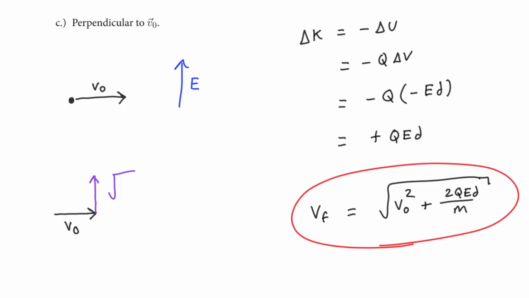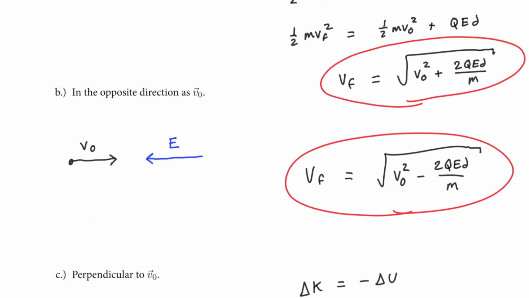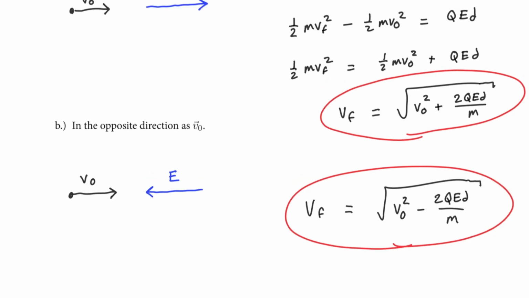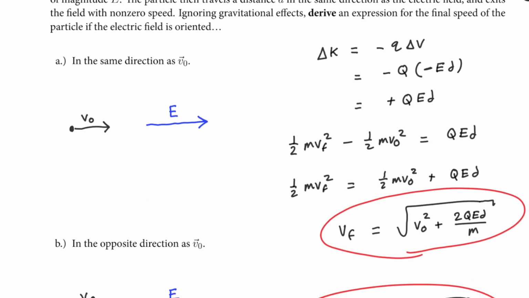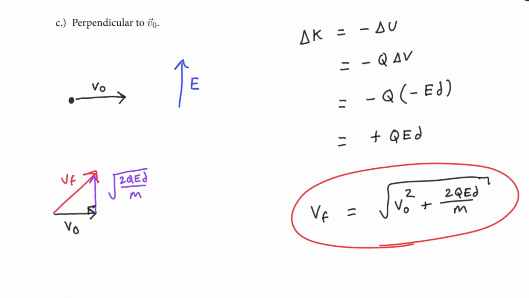equal to this, 2qEd over m, perpendicular to your initial velocity. So actually your Vf is this angled velocity. So it works out the same, but mathematically for slightly different reasons. So here, of course, your V0 just gets slightly less long, and here your V0 gets even longer, but in part C it also gets longer, just in a different direction.